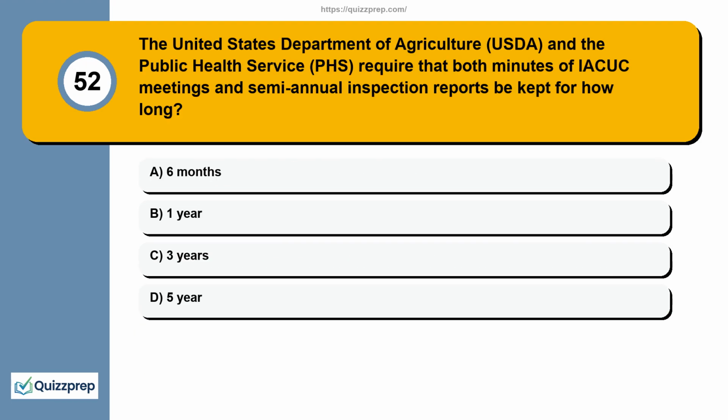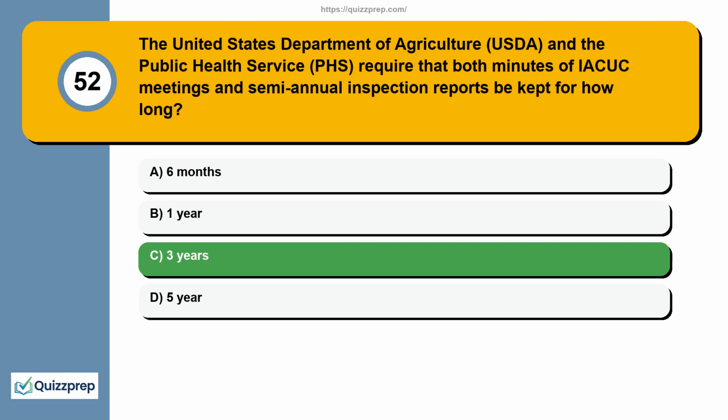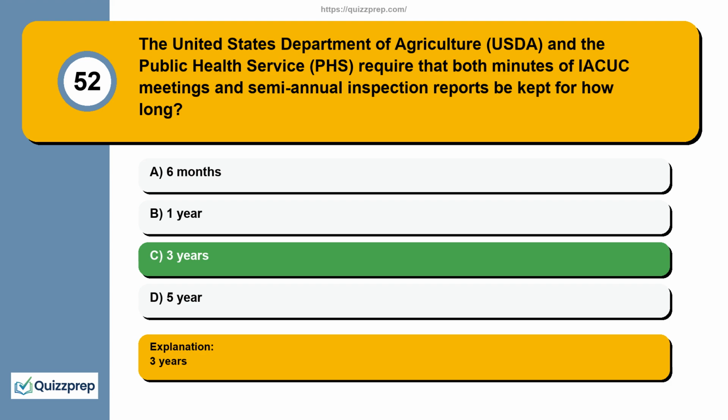Question 52. The United States Department of Agriculture, USDA, and the Public Health Service, PHS, require that both minutes of IACUC meetings and semi-annual inspection reports be kept for how long? Option A. 6 months. Option B. 1 year. Option C. 3 years. Option D. 5 years. The correct answer is option C. 3 years.